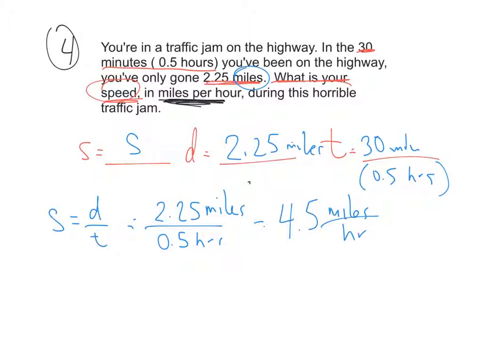And the last thing that we do to signify that we're done with the problem is circle that answer and the units so that Mr. Munzer can tell that we understand what we're doing, and that's our answer. Our final answer here is 4.5 miles an hour, a really, really slow speed to be going during this horrible traffic jam.